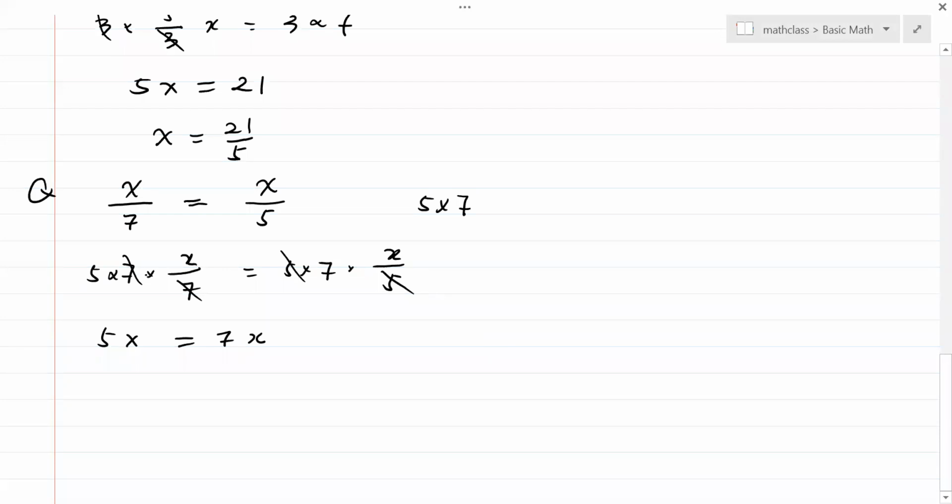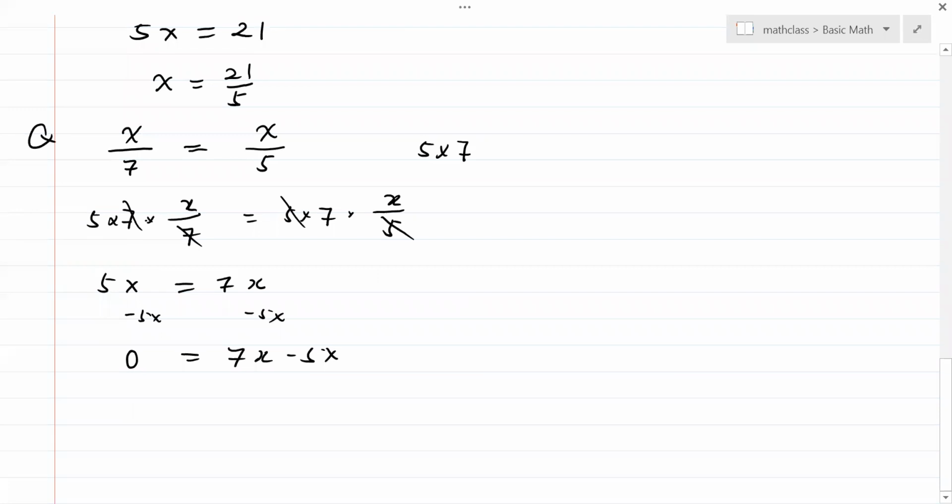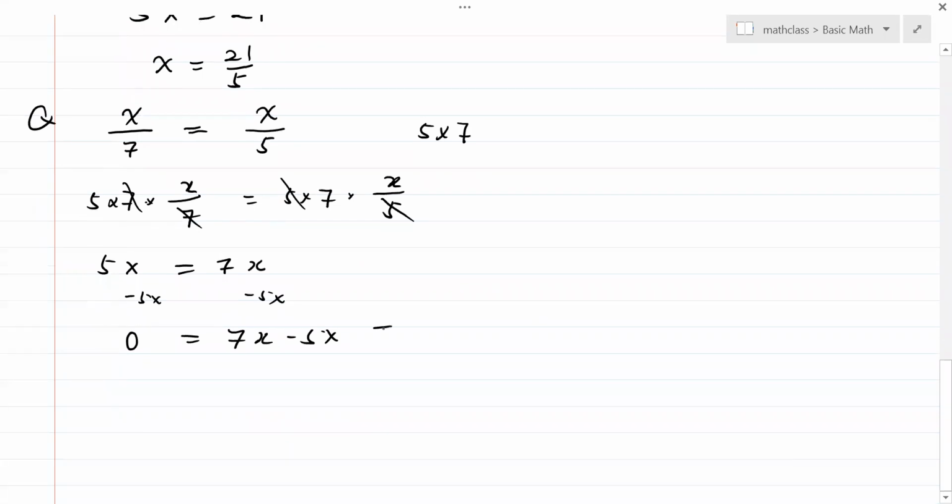Then I move a term from the right-hand side to the left-hand side. What I did is actually subtract 5x from both sides. So this side is 0, and the other side is 7x minus 5x. It looks like I moved 5x from left to right and changed the sign, but actually I subtracted 5x from both sides. So then I get 2x. Now 0 equals 2x, so x can be 0 only, because x is going to be 0 over 2, which is 0.